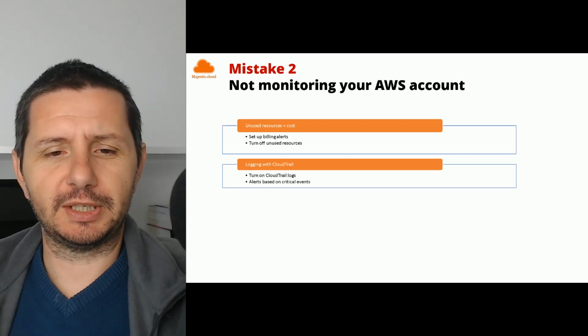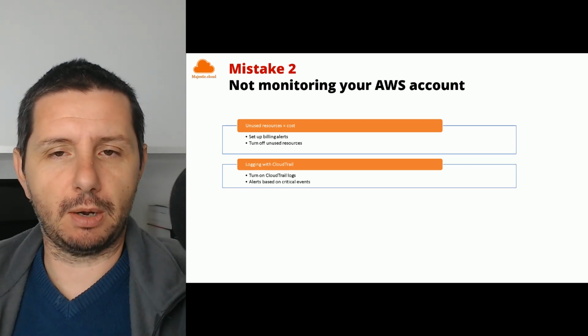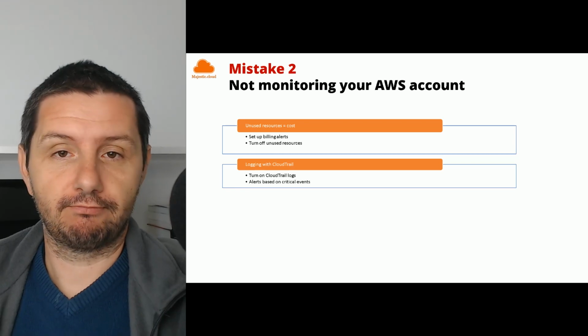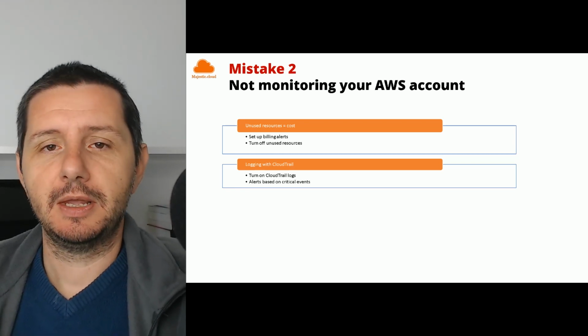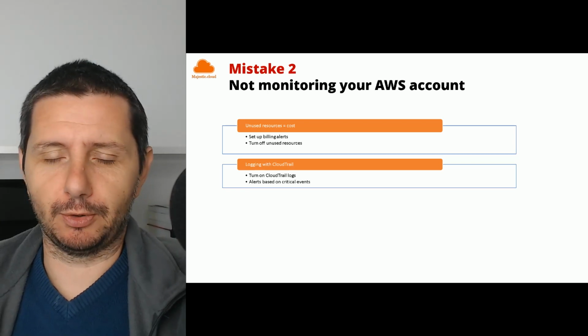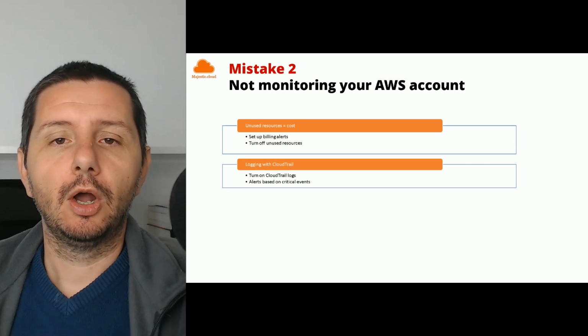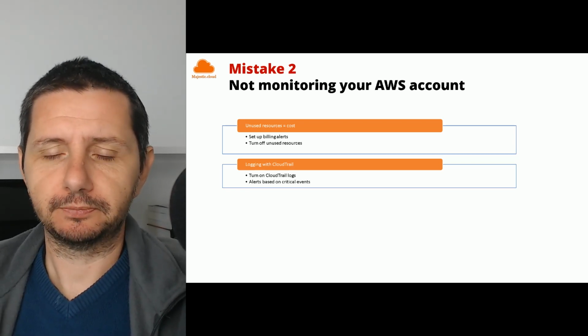And you can also set up alerts based on critical events, like for example, someone logging into the root account. Because if you're not using the root account as I suggested, then if someone logs in, that's a problem. So you should investigate immediately why someone logged in to your AWS account with the root user.